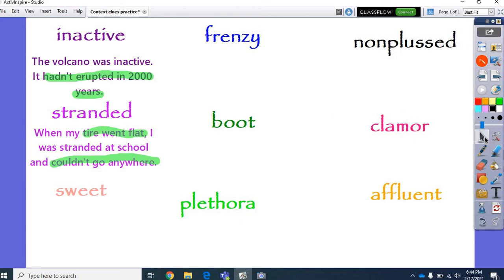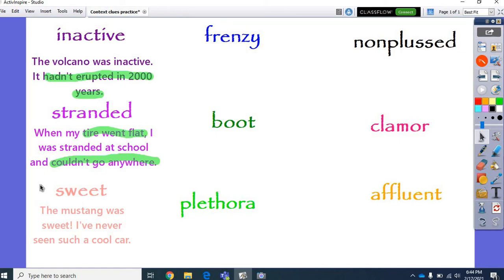All right, so the next word we're going to look at is the word sweet. And I told you, most of you are probably like, I know what sweet means. That's easy. But sometimes words can mean different things, and you have to read the sentence and use the context clues to figure out what they're talking about in the sentence, or which one they're talking about. So let's look at this one and see if it's the same kind of sweet you were thinking about.